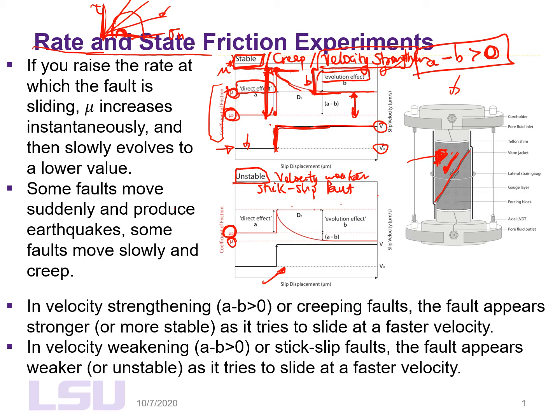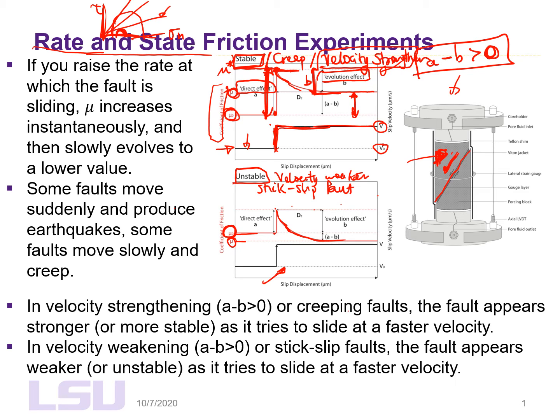So we start the experiment with mu naught. Observe the direct effect when we jump to a higher velocity, and the velocity stays at a constant higher value, but the friction drops to a smaller value.